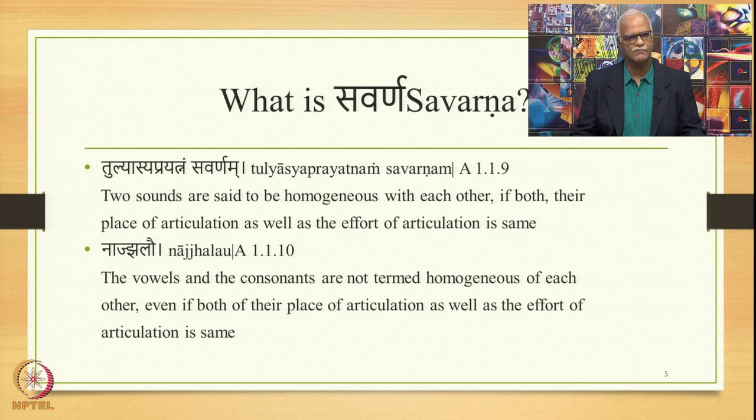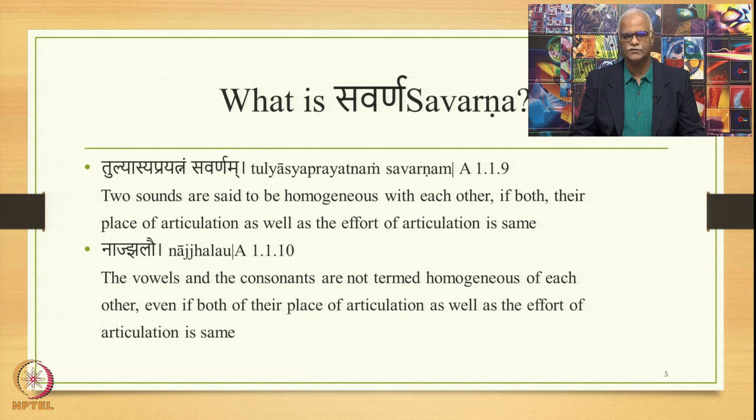Now what is savarna? We have already seen this. Let us take a quick recap of what we have studied. There are two sutras in the Ashtadhyayi which define what is a savarna, 1.1.9 and 1.1.10. Tulyasyaprayatnam savarnam is 1.1.9, and what this means is that two sounds are said to be homogeneous with each other if both their place of articulation as well as their effort of articulation is the same.